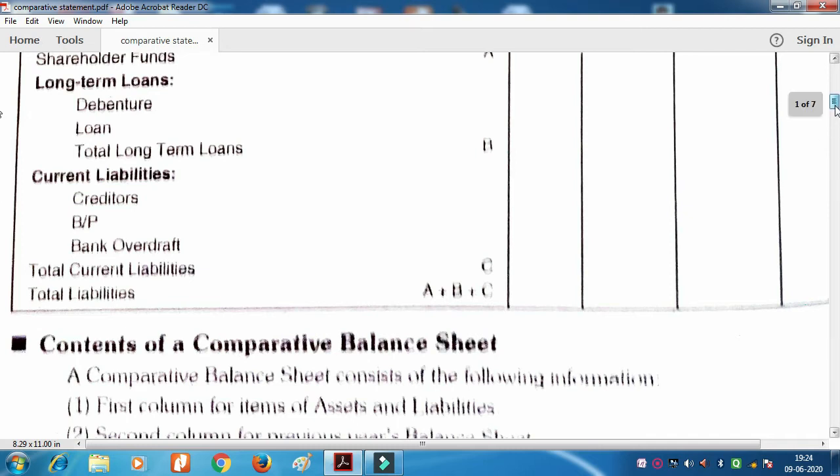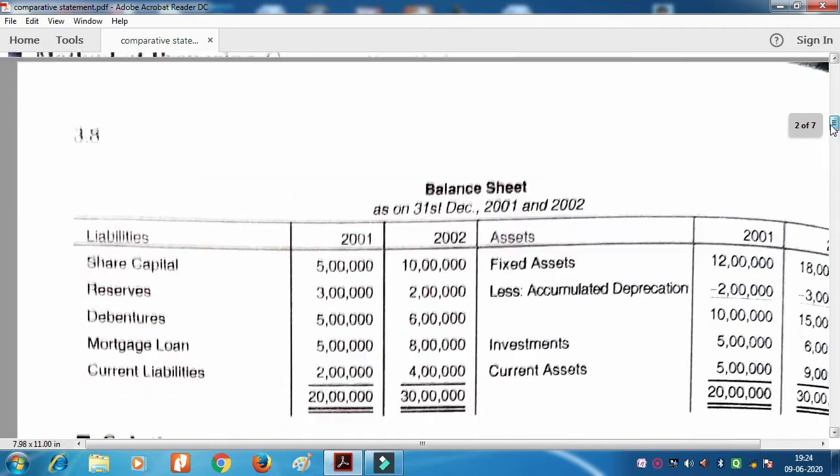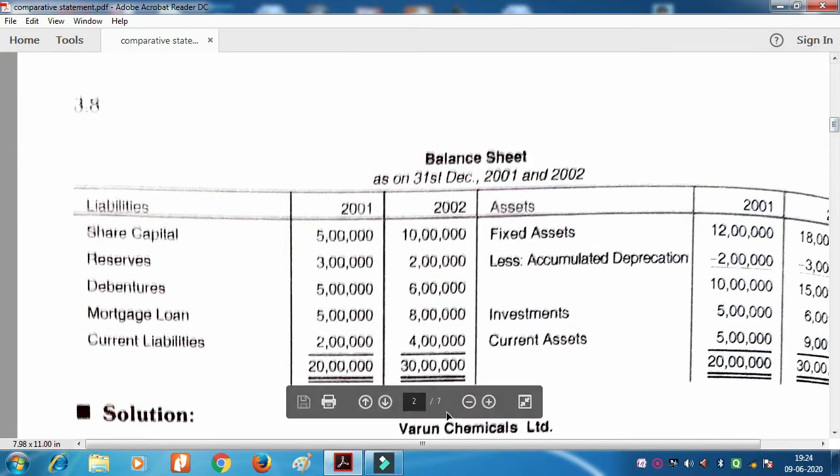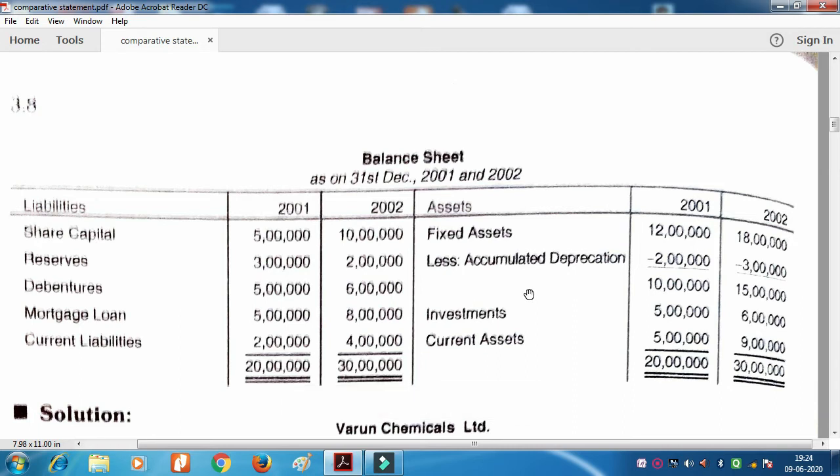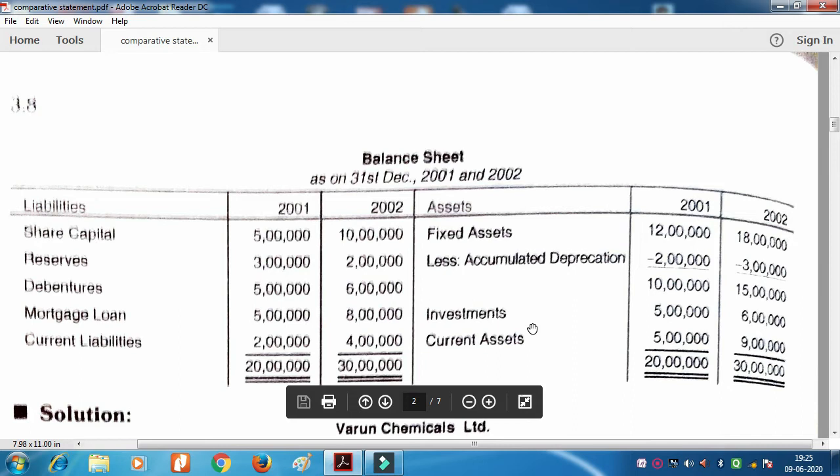Now let us start with a problem. As you can see, fixed asset is given as 12 lakh and 18 lakh. Accumulated depreciation, just to clarify, means provision for depreciation, is 2 lakh and 3 lakh. Then comes investment, 5 lakh and 6 lakh. Here we are deducting this 2 lakh, the accumulated depreciation, from 12 lakh, and we are getting 10 lakh. Similarly we are deducting 3 lakh from 18 lakh, and we are getting 15 lakh.